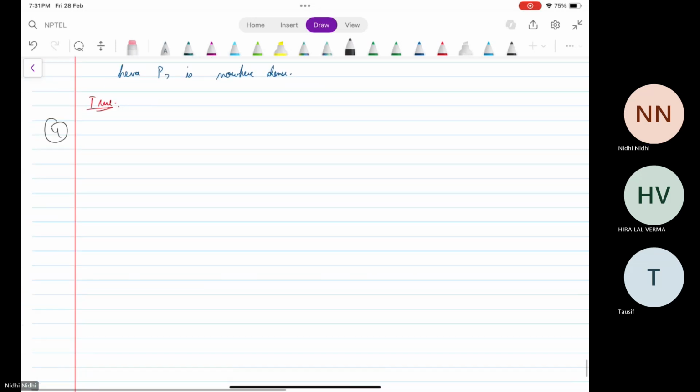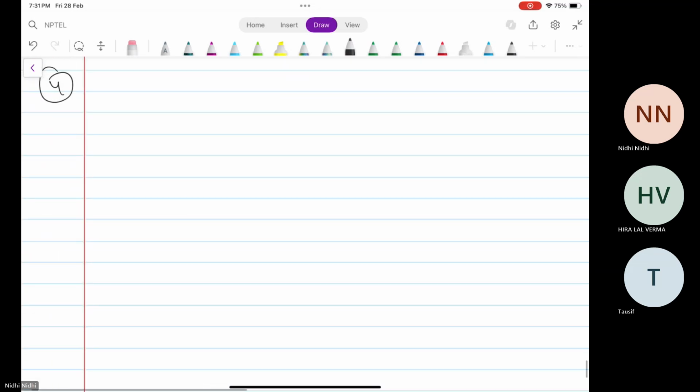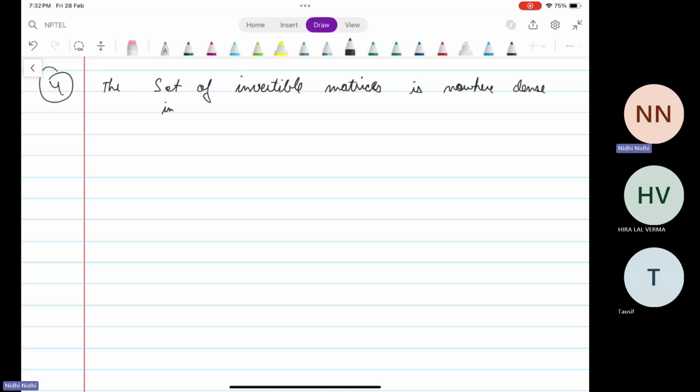Part 4. The set of invertible matrices is nowhere dense in MnR, where MnR is the space of all matrices of order n cross n. Now let A belong to MnR.